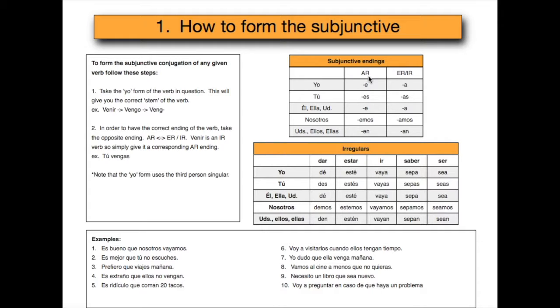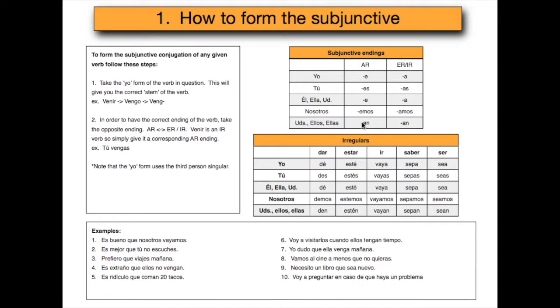If I have an AR verb, these are going to be my endings. Alright, so my opposite ending for the yo form of an AR verb is going to be an E. The opposite form will be an A. Opposite endings for él, ella, usted, nosotros, ustedes, ellos, ellas. So study those opposite endings. Make sure you can use those. Let's look at some examples right now, and then we'll take a look at some irregulars.